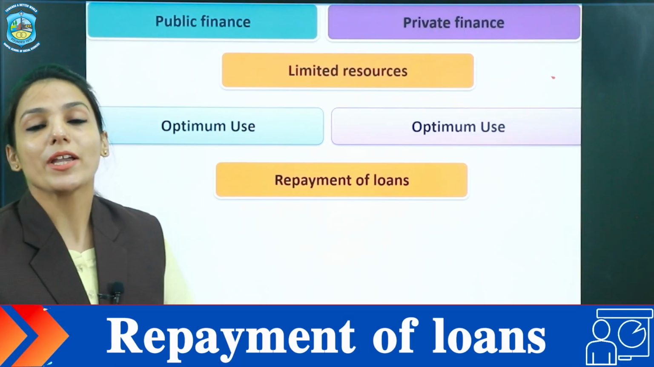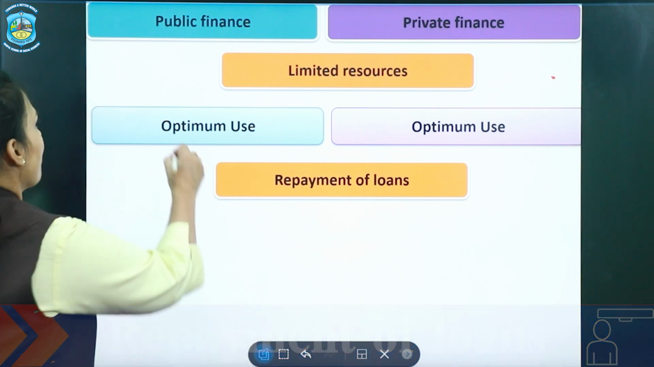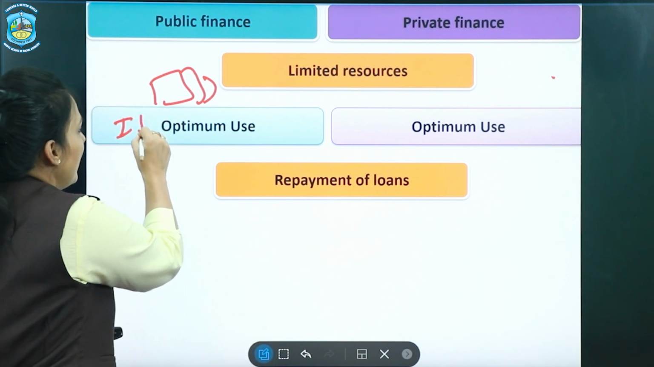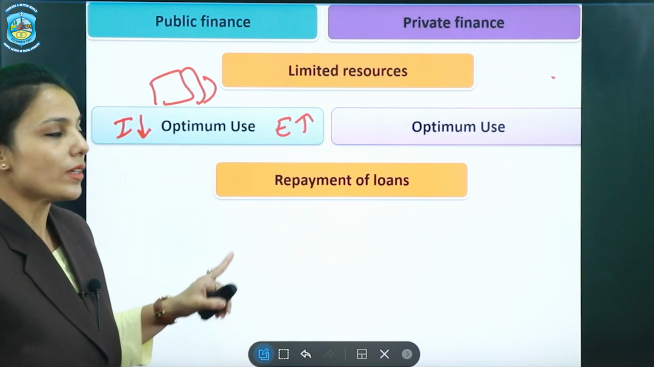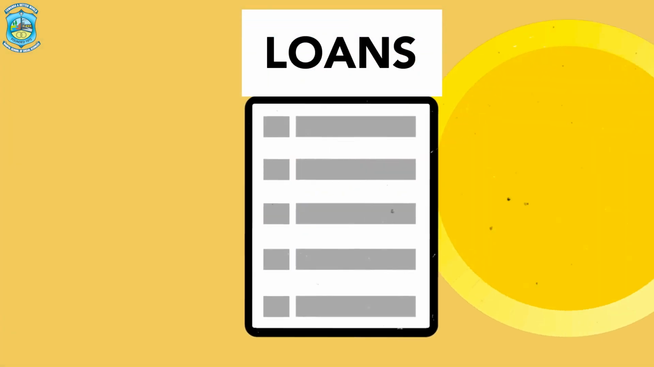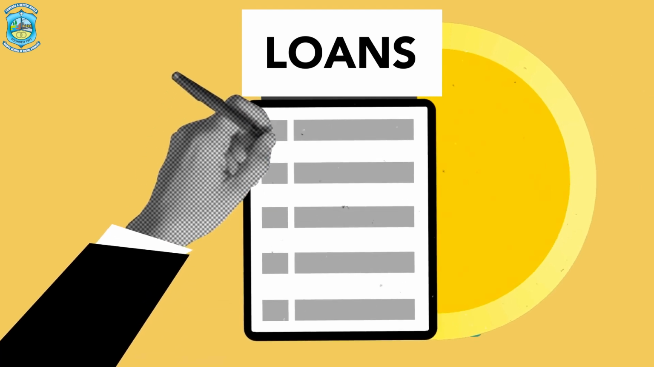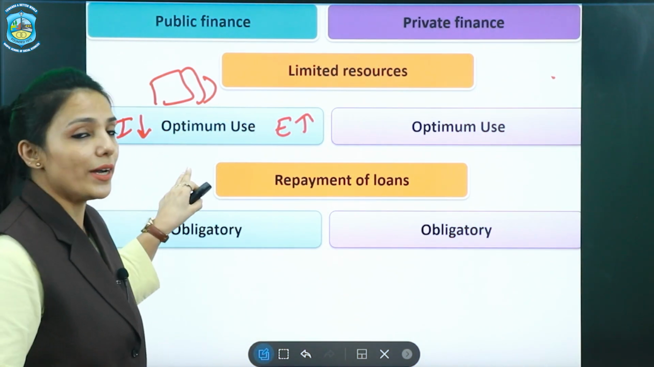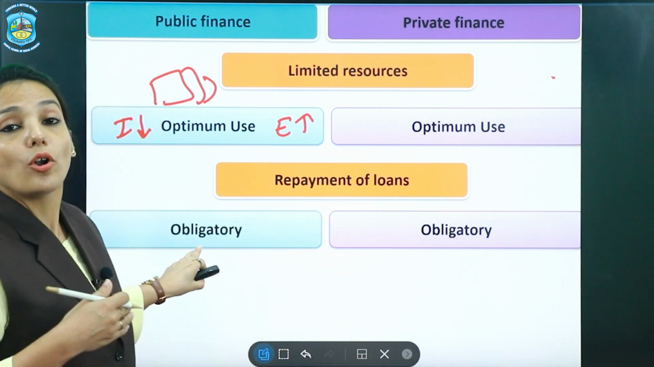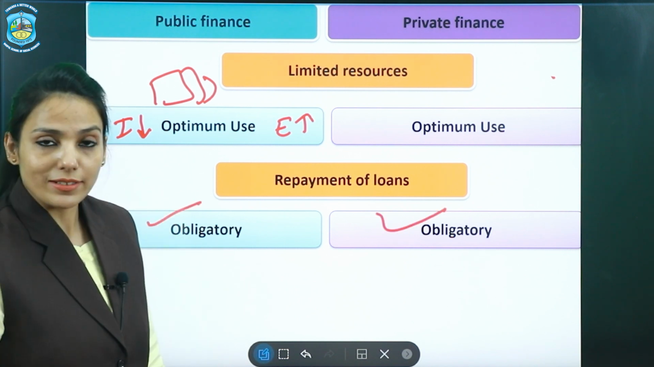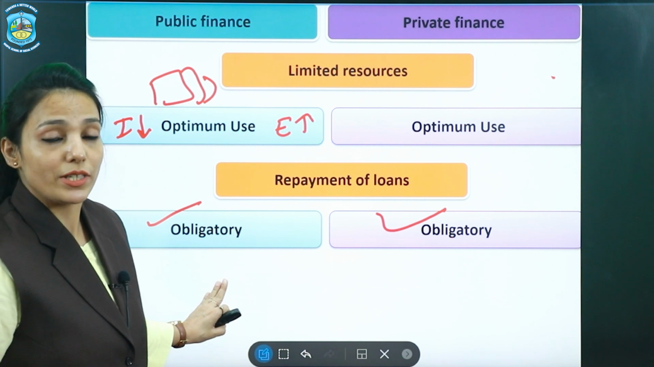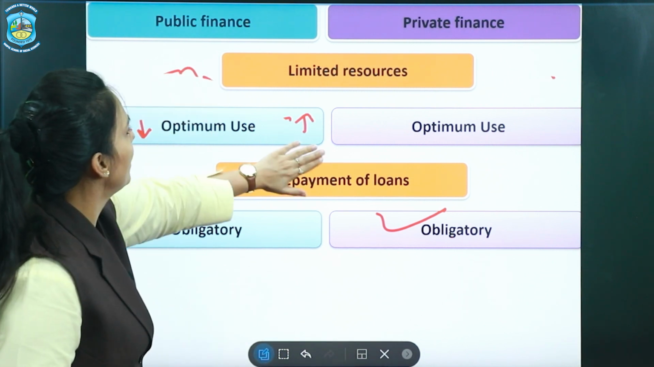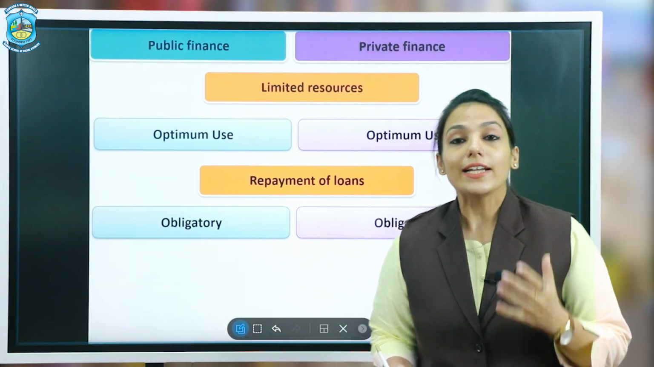Fourth is repayment of loans. When there is limited income with the government as well as individuals, what happens? If income is less and expenditure is more, both will go for loans. Individuals will be taking loans from friends, sometimes institutions. The government also takes loans from the general public or organizations or institutions, but both have to obligatorily repay the loans. Even the government has to repay the loans. It can postpone the repayment, but it cannot say that no, I am not going to repay the loan. That is the fourth similarity between public finance and private finance. Let's move to dissimilarities.